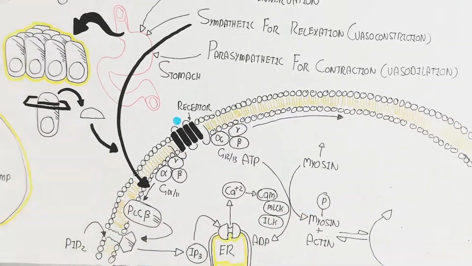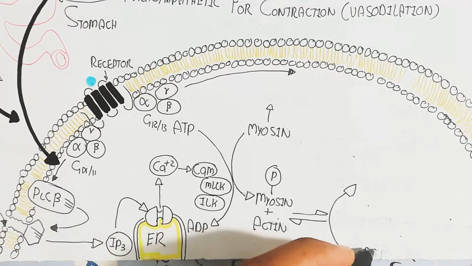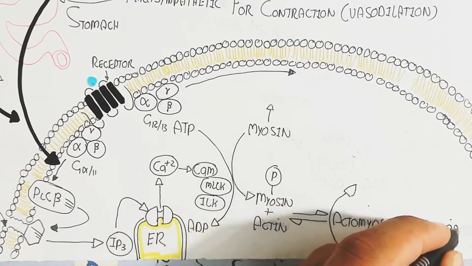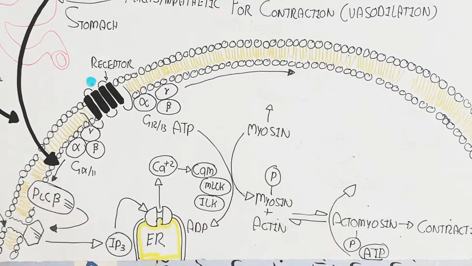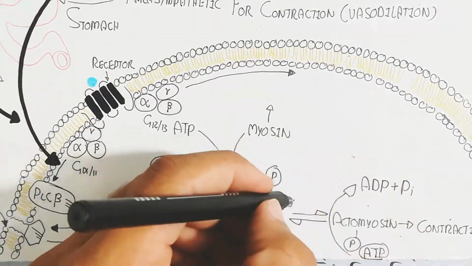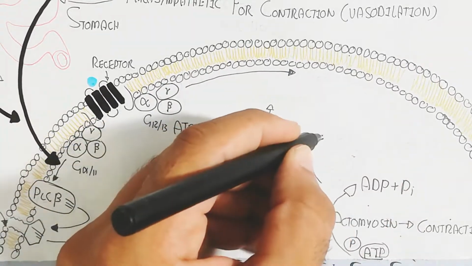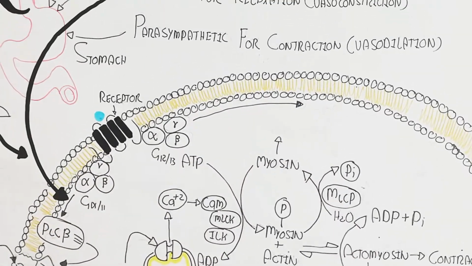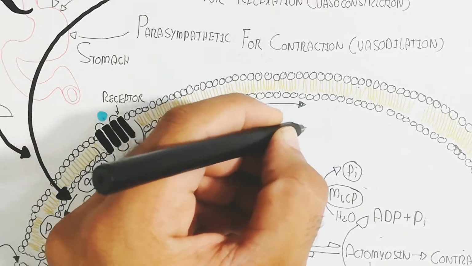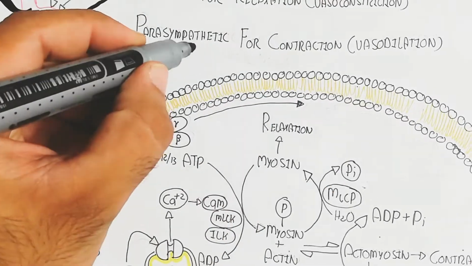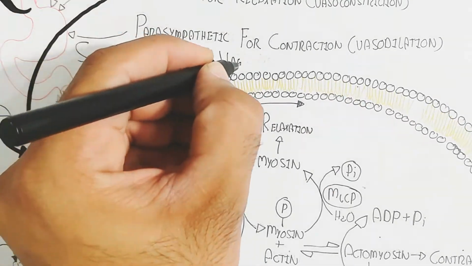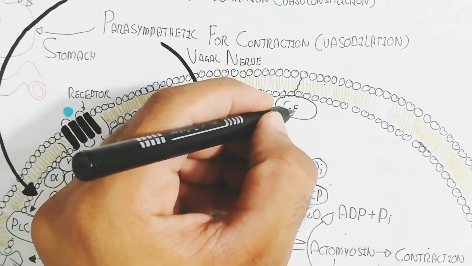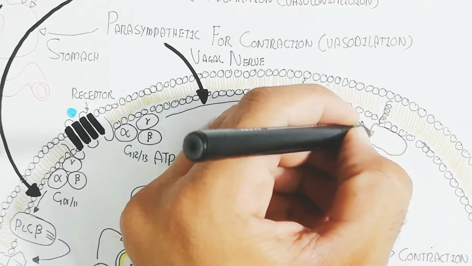In this way, actin and myosin will combine together to form actomyosin with the aid of ATP. The actomyosin activation will lead to contraction, while the phosphorylated myosin will dissociate through hydrolysis by the myosin light chain phosphatase enzyme, leading to myosin detachment and relaxation. And this is the parasympathetic for contraction, where vasodilation is more important.